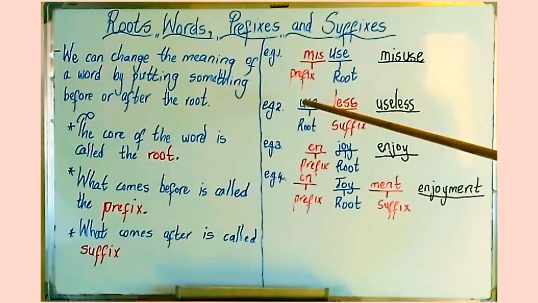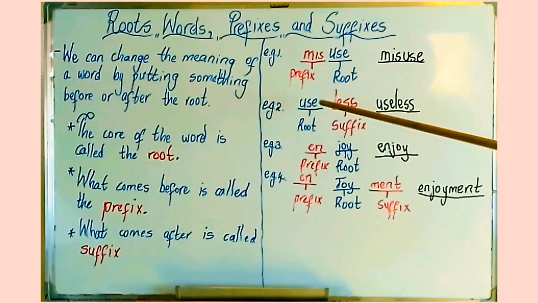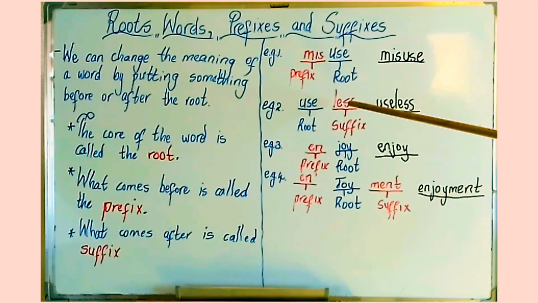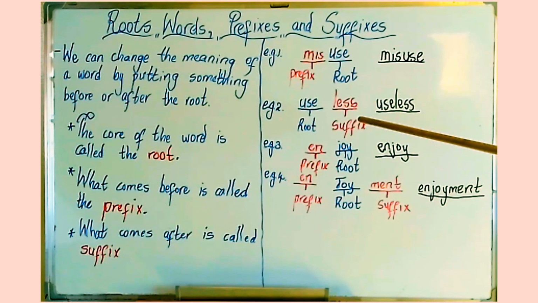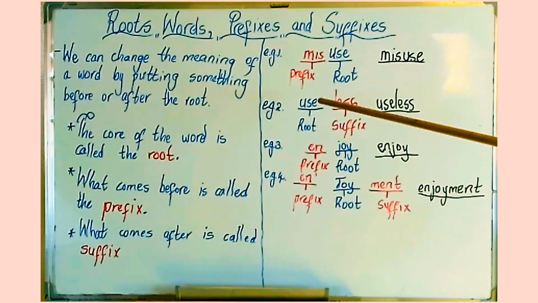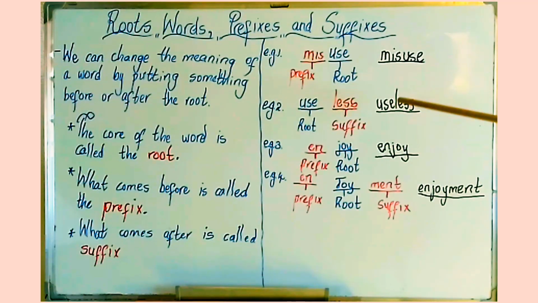Our root is use. We still have the root called use. So we put a suffix at the back of the word use, then we have less. So it becomes useless. So this word and this word mean two totally different things. So when you put a suffix or a prefix, then the word changes completely. So the word use plus less, which is a suffix, becomes useless. Then we have example number 3.